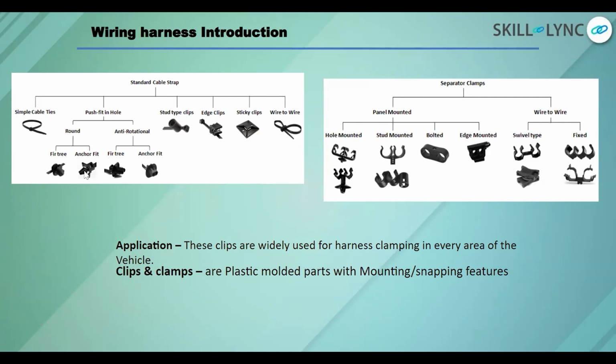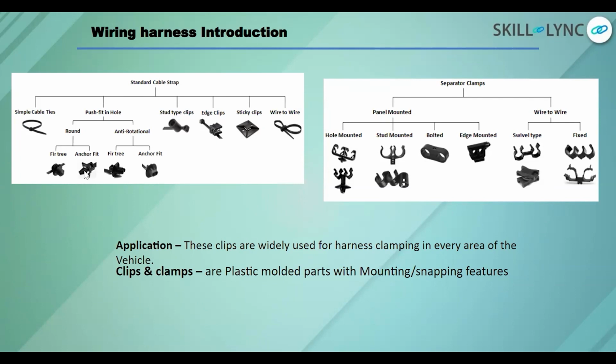Similarly, you have something called separator clamps. Okay, the separator clamps are of two types basically. One is the panel mounted, and the other one is the wire to wire. The panel mounted are where you can mount to the holes, just like we looked at earlier, or it can be bolted, correct?